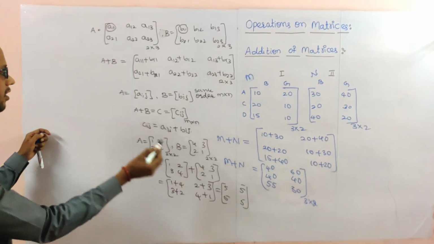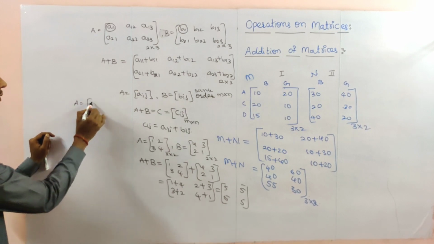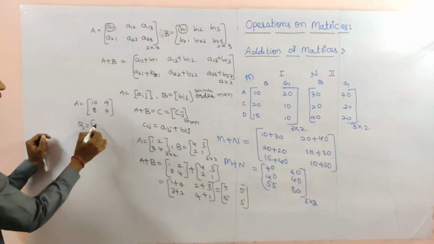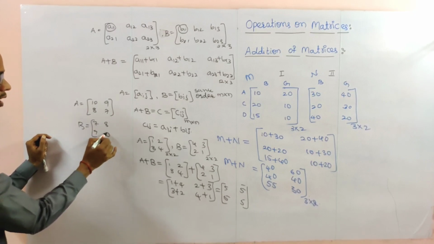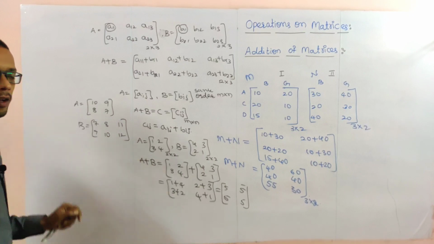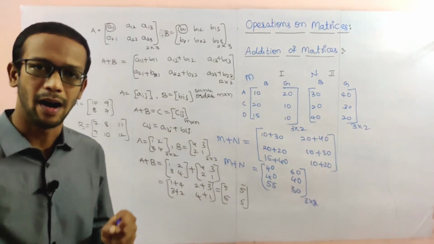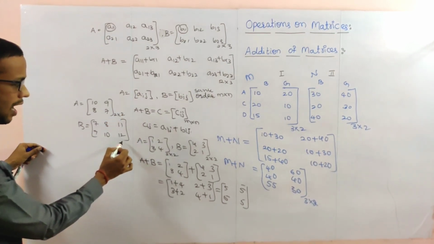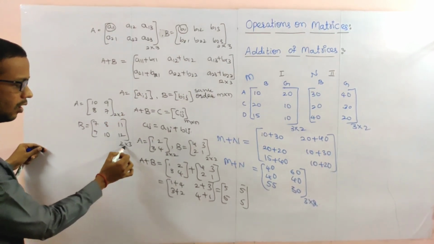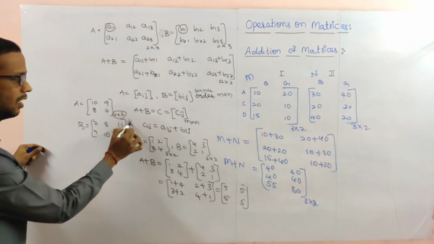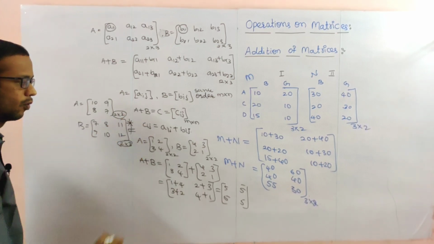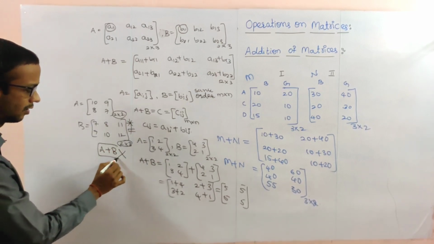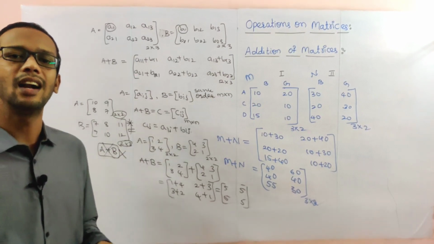One more example I will take here. A is 10, 9, 8, 7. B is 7, 8, 9, 10, 11, 12. So is matrix addition possible or not here? Here matrix order A is 2 by 2, order B is 2 by 3. So matrix orders are not equal. Therefore A plus B does not exist.